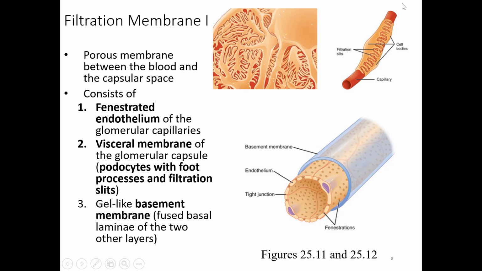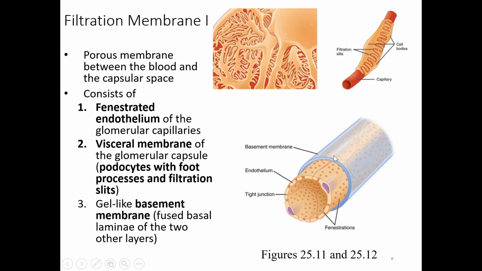Filtration membrane. So here it is, one of those capillaries in the glomerulus. They have fenestrations, so substances can cross their walls. That's the basement membrane, and that is called fenestrated endothelium of the glomerular capillaries. That endothelium with those fenestrations opening.